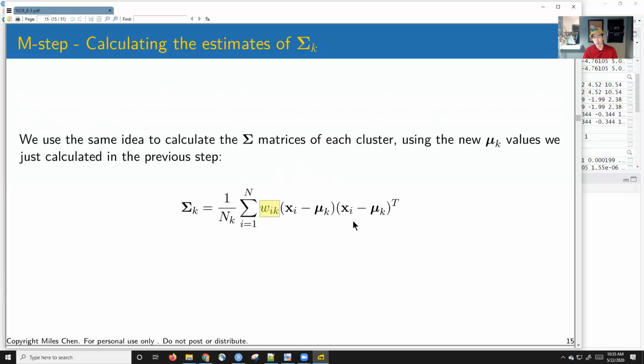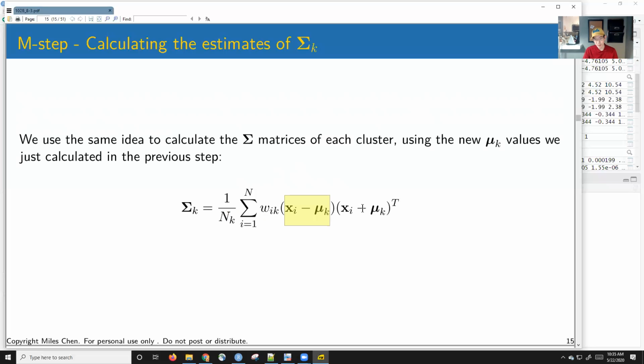You just do x minus mu quantity squared, basically. But in matrix notation, x minus mu times x minus mu, and we're going to divide it by 1 over n sub k. Technically, the regular variance would be 1 over n minus 1. Here we're going for the MLE, so it's just going to be 1 over n sub k.